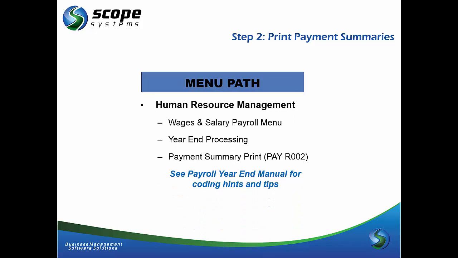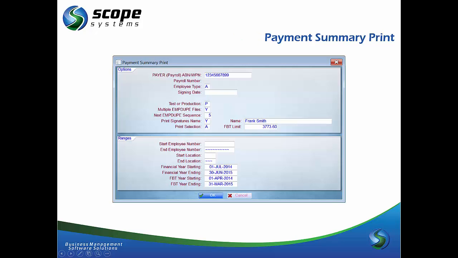The first thing you do is print your payment summaries. You need the report produced during this step to do your reconciliation. So in the manual, there's a guide to each of the fields on here. So generally, you'll run with your payroll ABN number, or if you want to run by payroll number, you need to leave the payroll ABN WPN blank and code the payroll number in the next field. The employee type will generally be all. This includes all your terminated employees. The signing date is up to you, what you put in there. And run it as production.